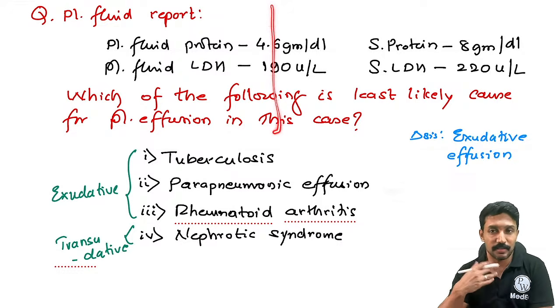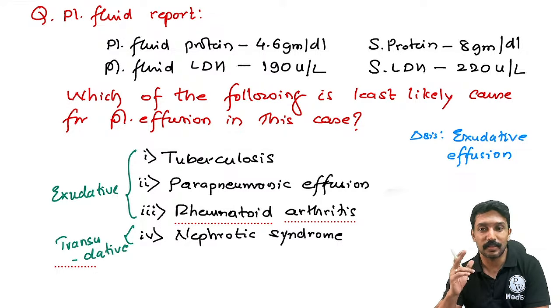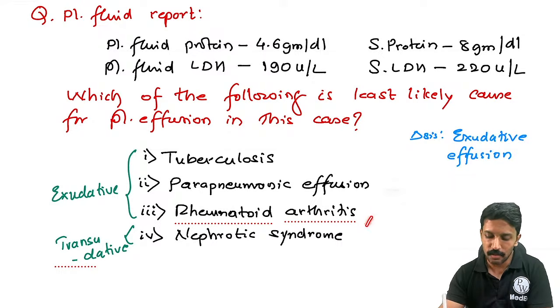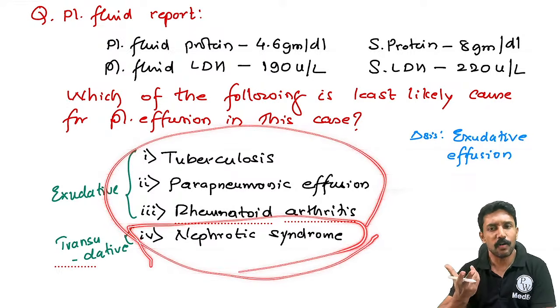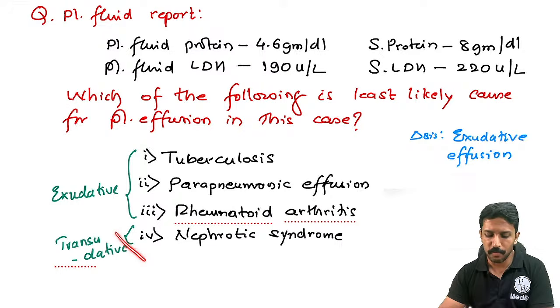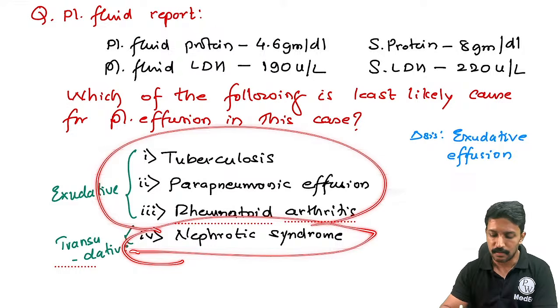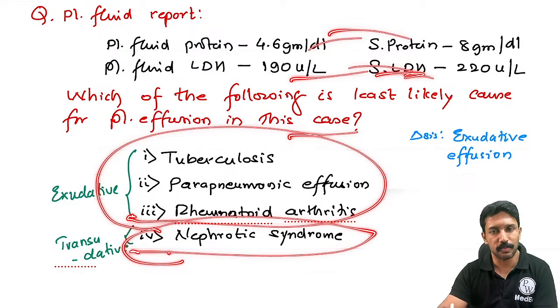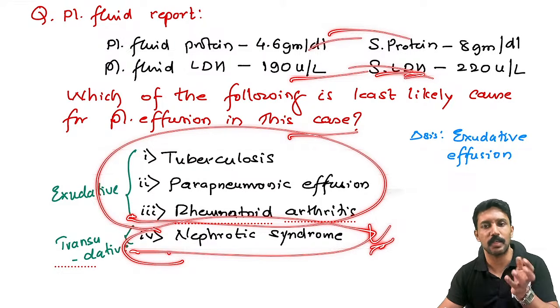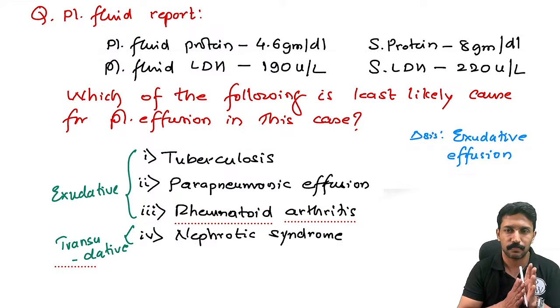अगर ऐसा क्वेश्चन मेरे सामने खुलता है तो I will not even waste 10 seconds. I will just take 1 second to answer and move on, because what I need to do is I just have to see the options and pick the odd man out. Question कुछ भी पूछ रहा हो, odd man out will give me the answer कि ये nephrotic syndrome transudative है, ये सब exudative हैं. So even if I don't calculate all of this, I will still pick the odd man out and I will reach the right answer.